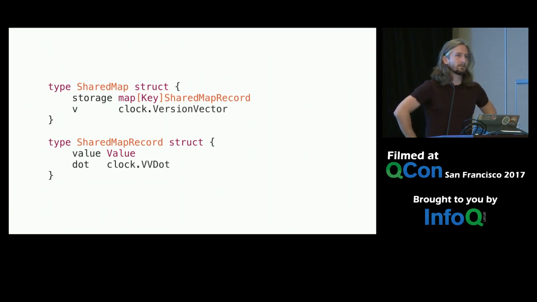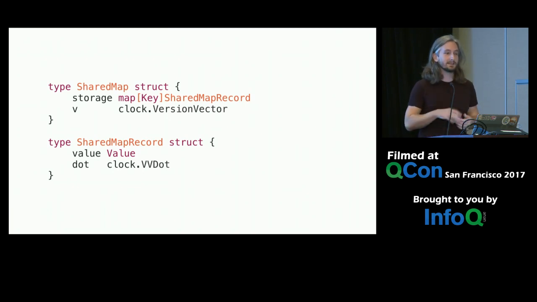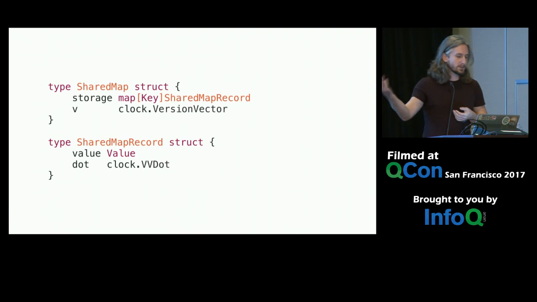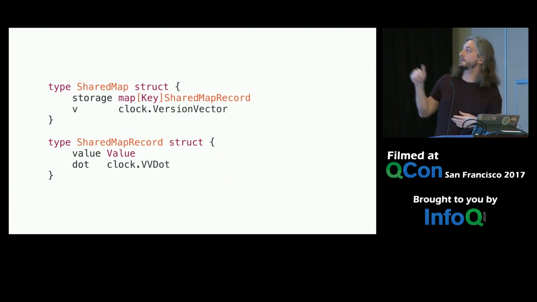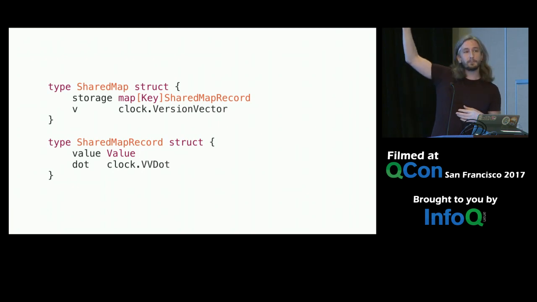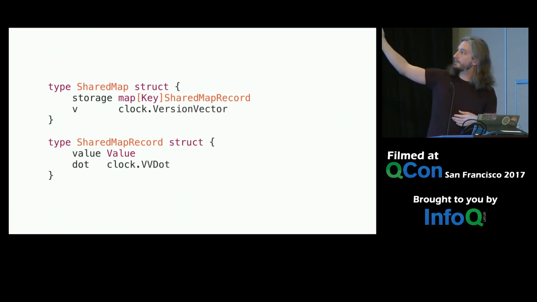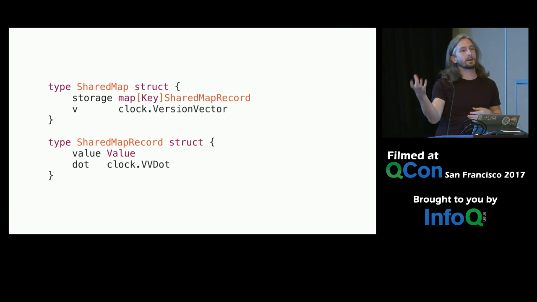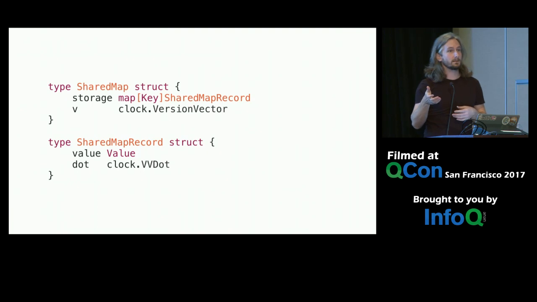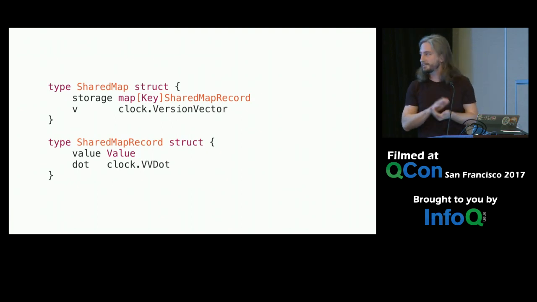Okay, so let's just look at code. It's surprisingly easy to do this. This particular project was written in Go. What we're talking about in this case is actually a very simple thing. We have our shared map at the top that we're going to exchange back and forth with each other. That shared map has its actual underlying storage, and it has a version vector that goes along with it. So it remembers what its current state looks like, a summary of its current state.